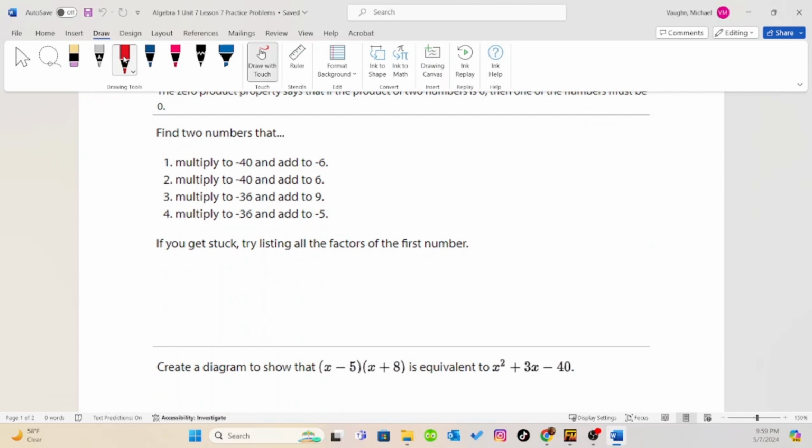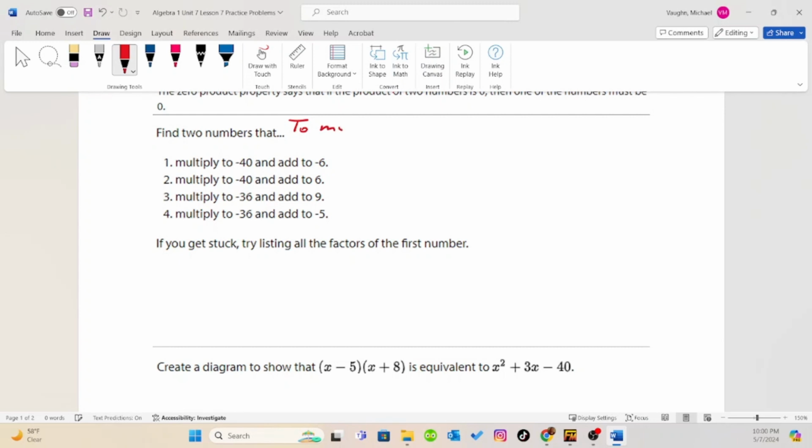So in the first practice problem, they want us to find two numbers that multiply to a number and add to another number. If you get stuck, try listing all the factors for the first number. So one thing I want to point out is that every time we are multiplying, we are getting a negative number.